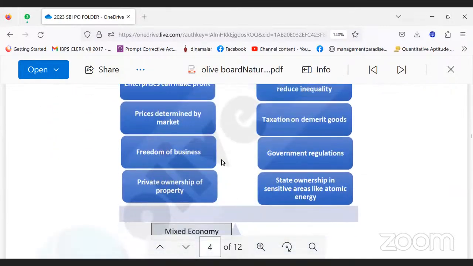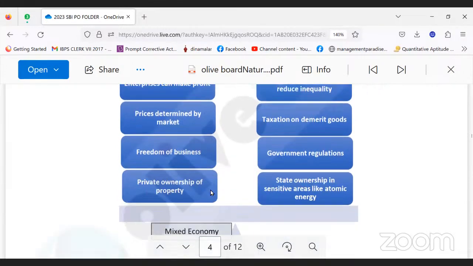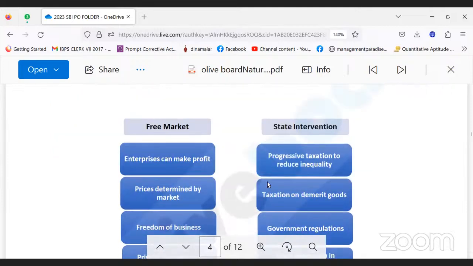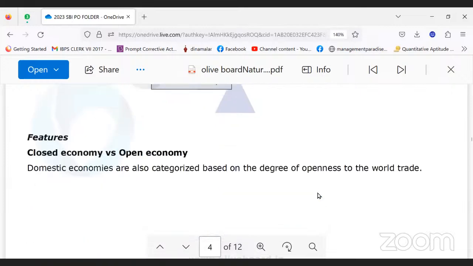Free market means it will go like this. Enterprise can make profit. Prices determined by market. Freedom of business. Private ownership of property. State intervention: progressive taxation to reduce inequality, taxation on demerit goods, then government regulation, and state ownership in sensitive areas like atomic energy. Even now, atomic energy is fully with the government. Even now, in defense also, the majority of shares in such companies are with the government only, because that is our interest. So this is a mixed economy.